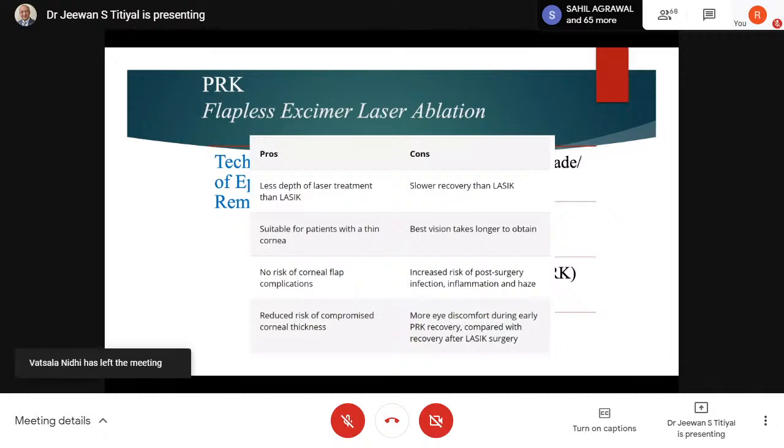So these are the advantages of PRK. As I said, no risk of corneal flap. The only problem in these patients is that the recovery is slow. In a PRK patient, they have a much more painful period subsequently, and there's always a risk of haze coming up subsequently in these patients.